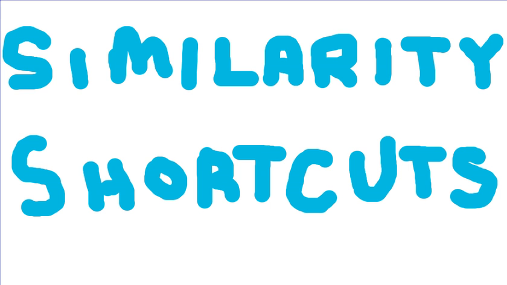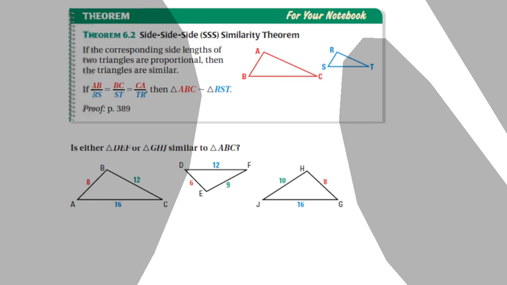First we said all three angles had to be congruent and the sides had to be proportional. Well, now we're going to look at some shortcuts for similarity, and they should look very, very familiar. So let's go ahead and start looking at these first couple shortcuts that we're going to be dealing with.